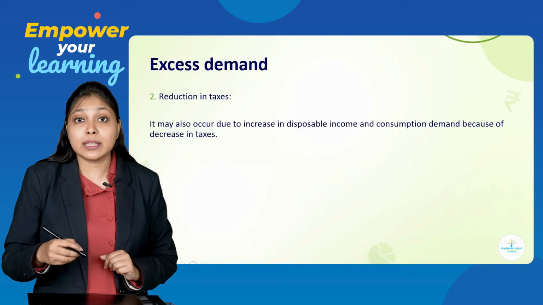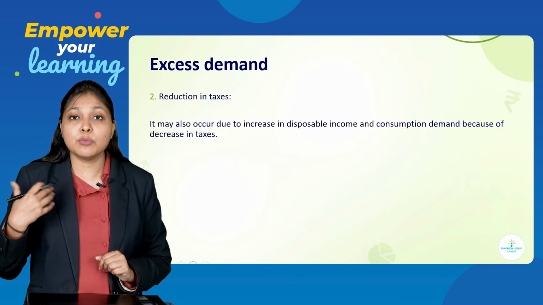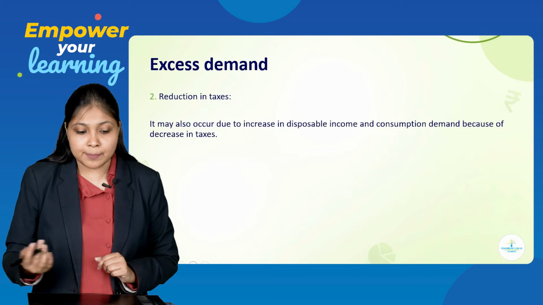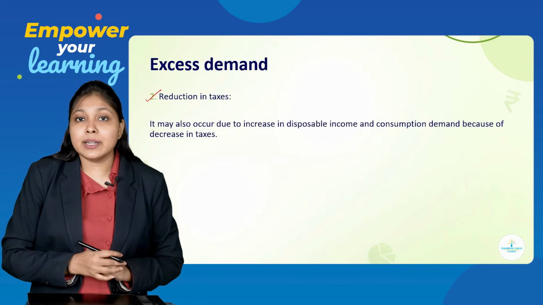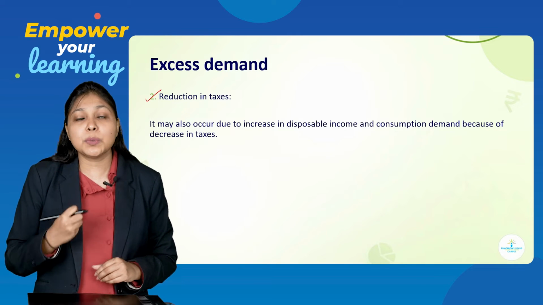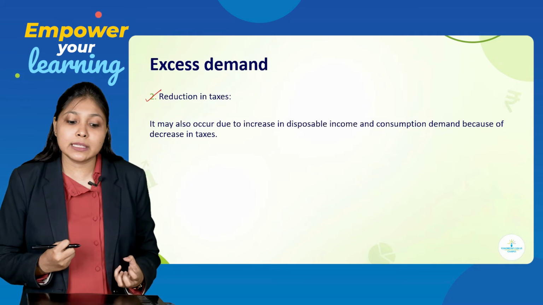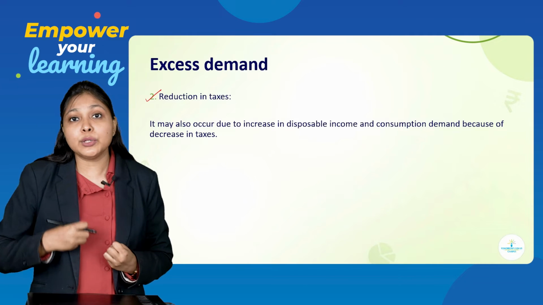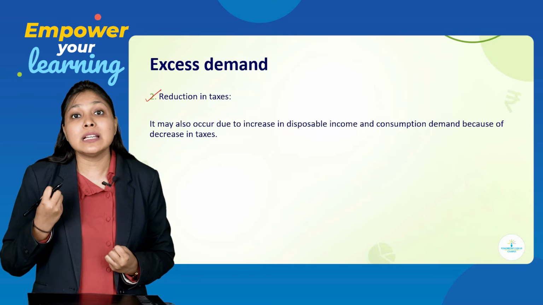There is more income in the economy, there is more money in the economy. Next is reduction in taxes. If there is a reduction in taxes, people will have more disposable income in their hands in order to spend or in order to consume more.